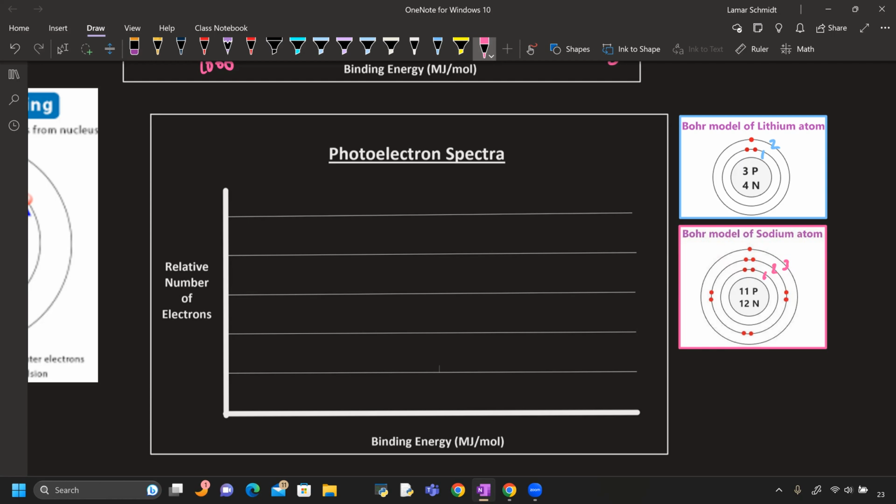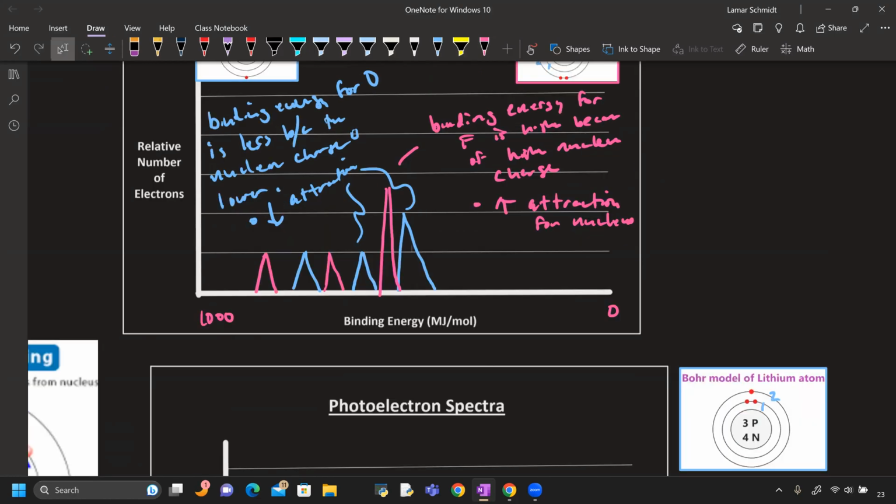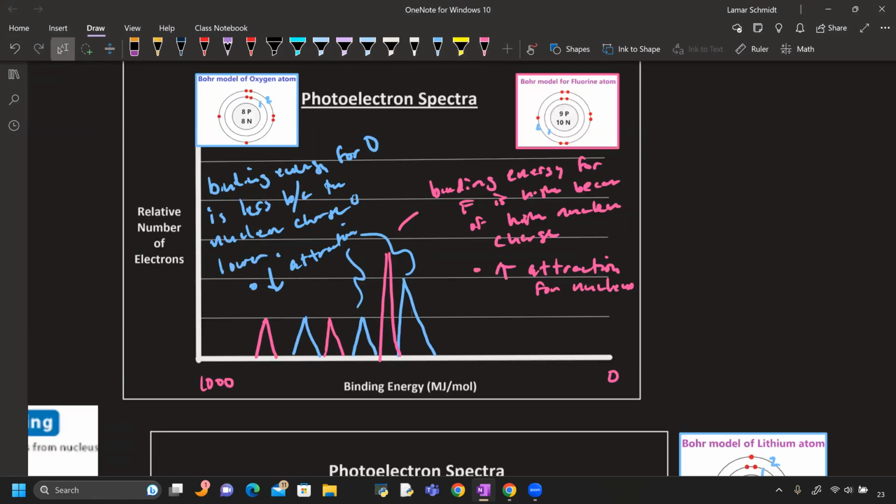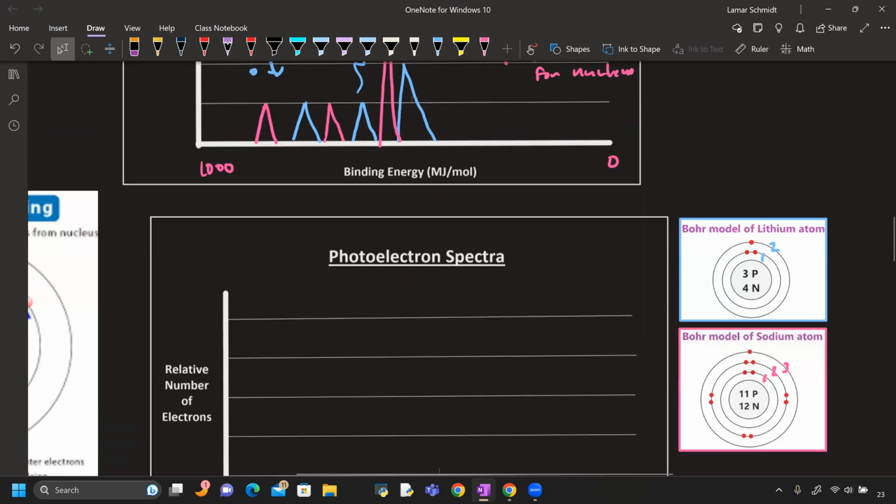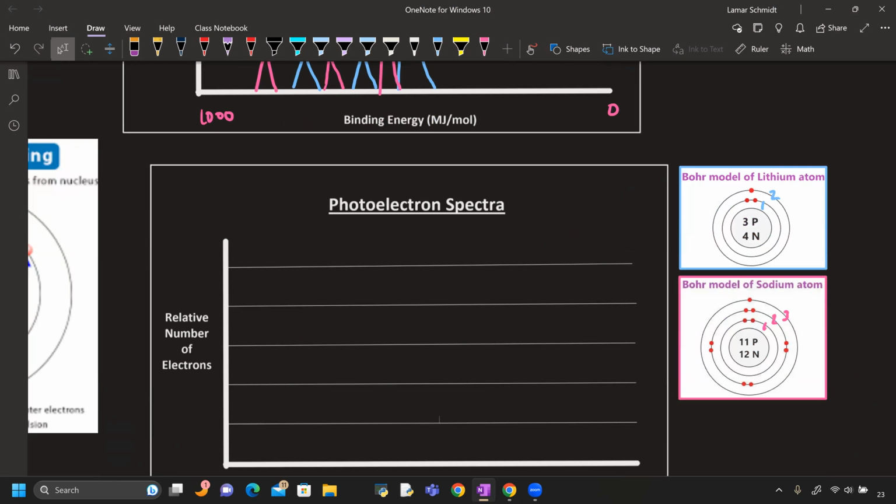So let's take a look at what the binding energy looks like. Now we noticed on the period trend that fluorine had a higher nuclear charge, and its binding energy for every subshell, 1s, 2s, 2p, was higher. When we're looking at lithium and sodium, well, sodium does have more protons and neutrons, and so the attraction of those core electrons is going to be higher than the attraction of the core electrons in lithium.